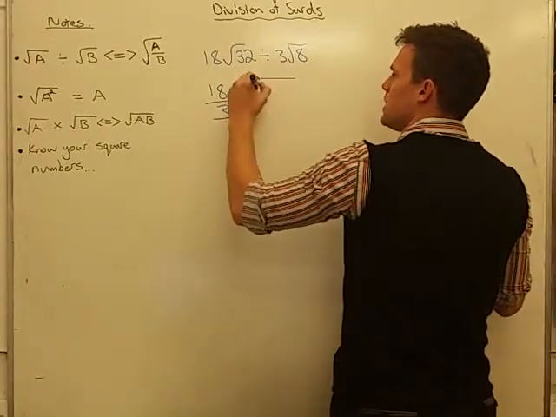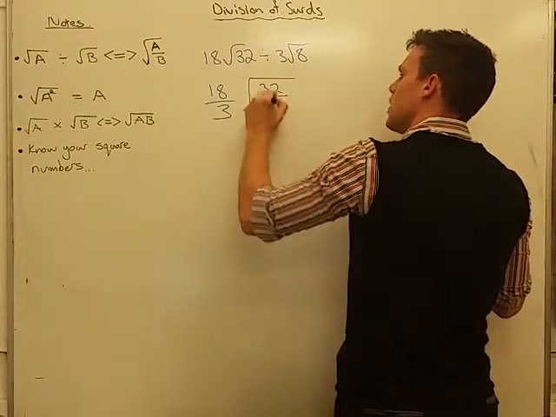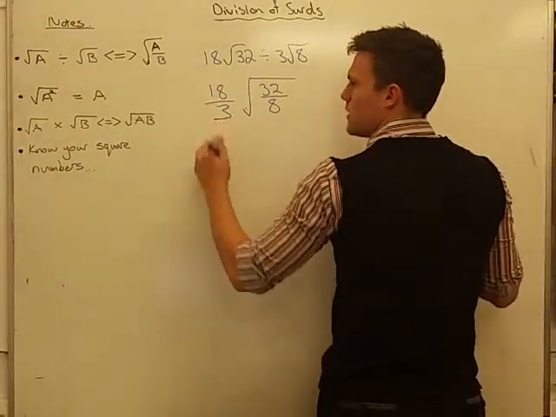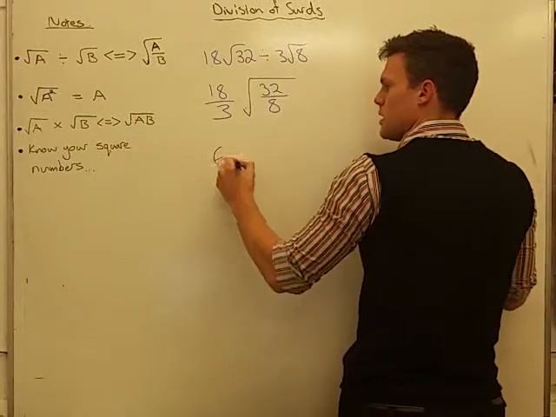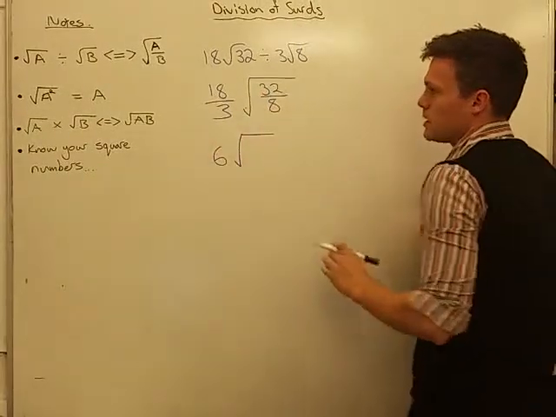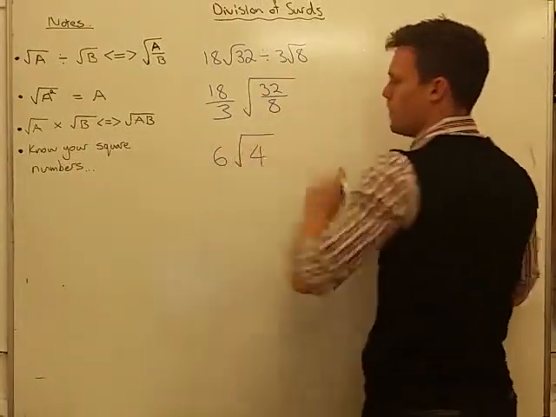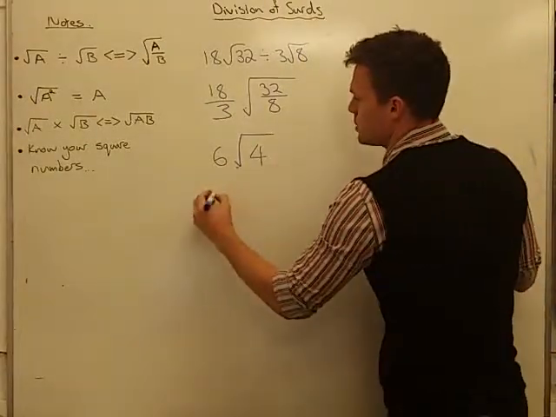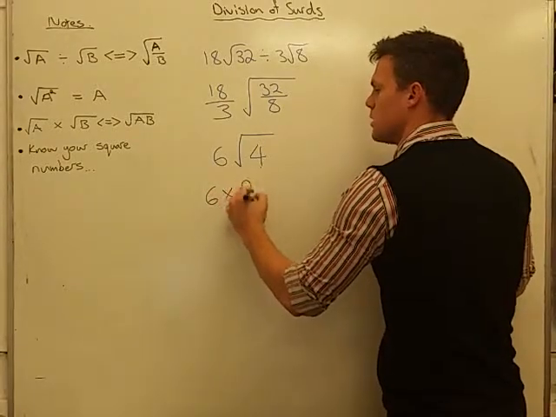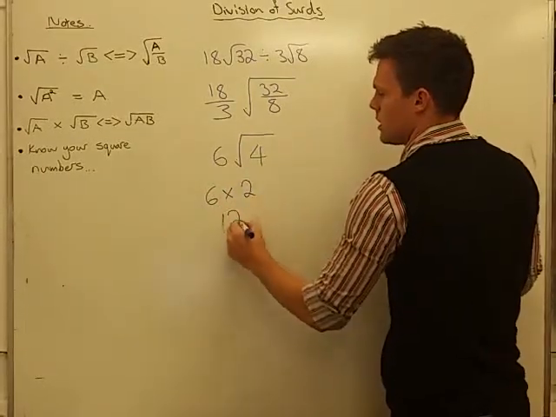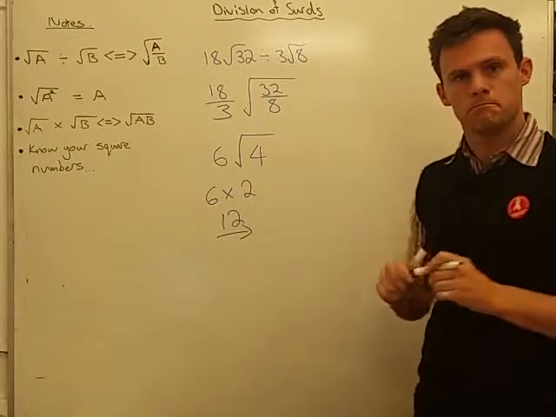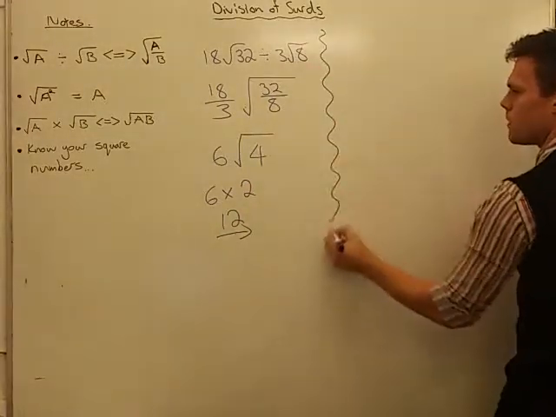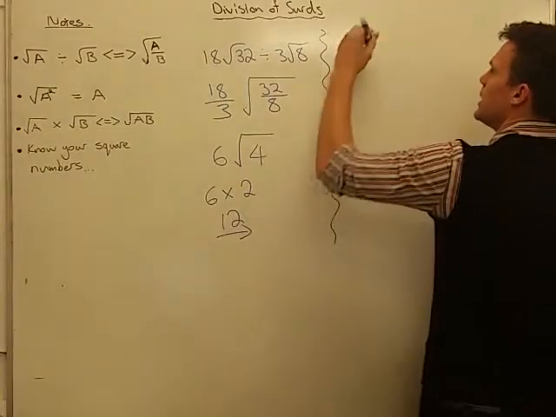Root 32 divided by root 8, that's going to give me root of 32 over 8, and 18 divided by 3 I can now work with. So 18 divided by 3, that's going to give me 6, and I'm going to have 32 divided by 8, which is going to give me 4. Alright, and you'll notice straight away that 4 is a square number, so I can actually take the square root of this, so this is going to be 6 times square root of 4, which is 2, and so my answer is 12.